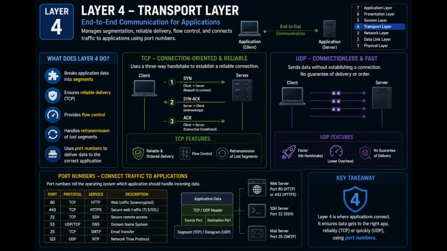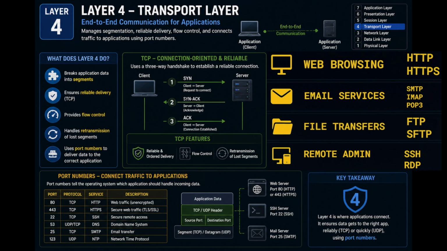The two primary protocols at Layer 4 are TCP and UDP. TCP, the Transmission Control Protocol, is a connection-oriented protocol that guarantees reliable, ordered delivery of data through a process called the three-way handshake. It also handles flow control and retransmission of lost packets.